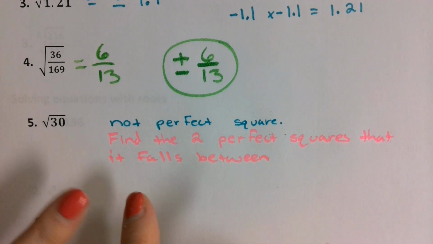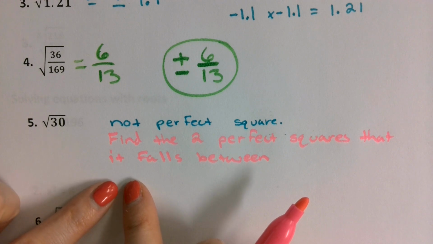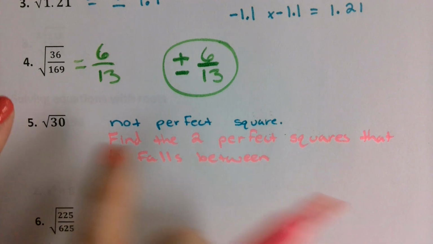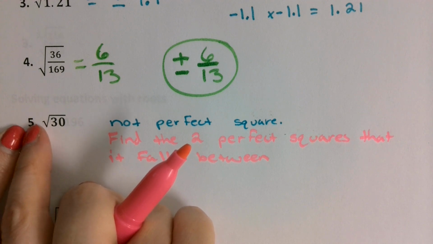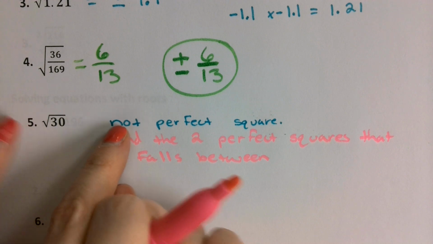Okay, so let's start from the beginning. We know what 1 times 1 is. What is 1 times 1? 1. What's 2 times 2? 4. 3 times 3? 9. 4 times 4? 16. Okay, we could probably still go. What about 5 times 5? 25. 6 times 6? 36. Okay, so 25 is lower than 30. 36 is higher than 30. So there's our two perfect squares that we found.